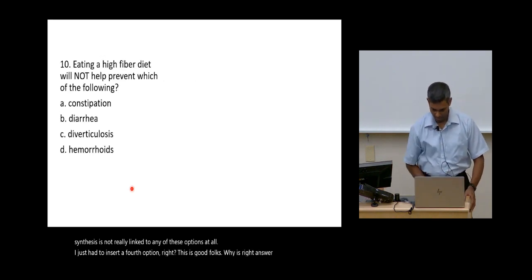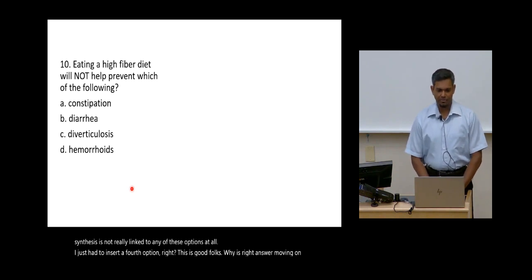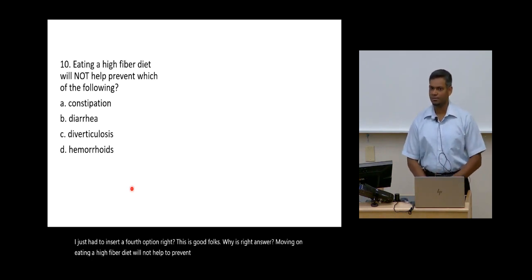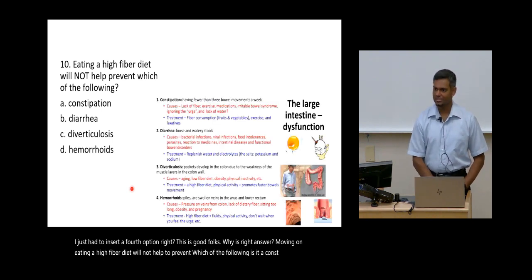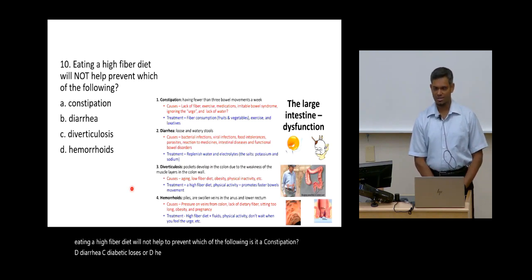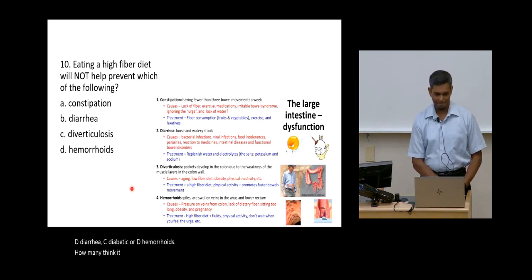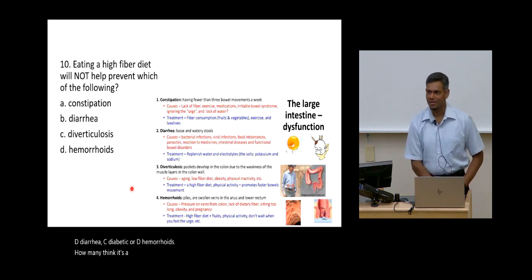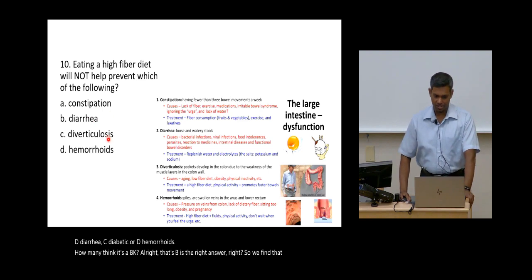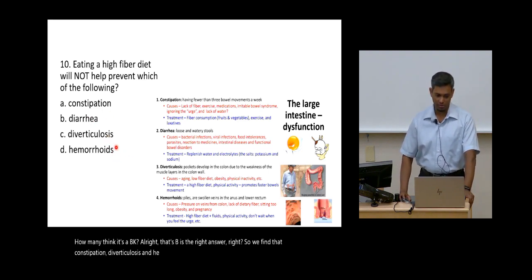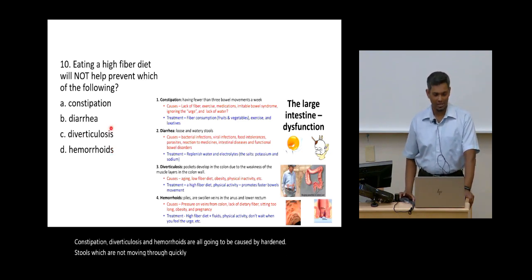Okay, moving on. Eating a high fiber diet will not help to prevent which of the following? Is it A. constipation, B. diarrhea, C. diverticulosis, or D. hemorrhoids? How many think it's A? B? Okay, all right, B is the right answer, right? So we find that constipation, diverticulosis, and hemorrhoids are all going to be caused by hardened stools which are not moving through quickly, and so fiber can help treat all of those.